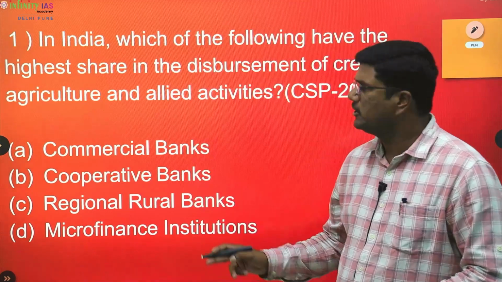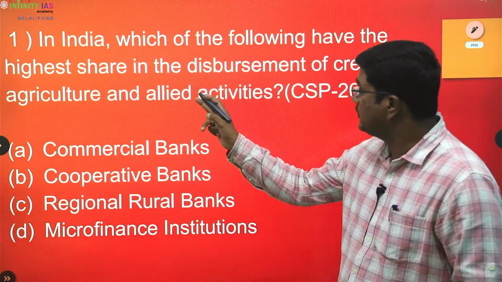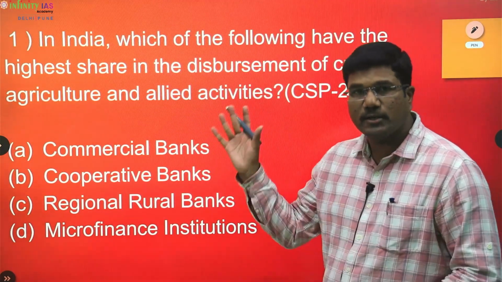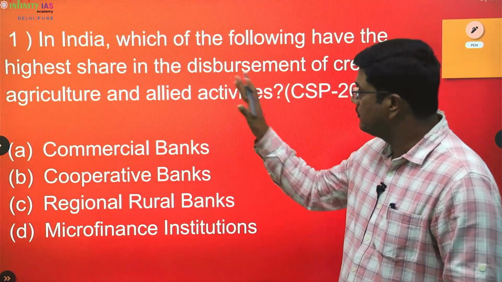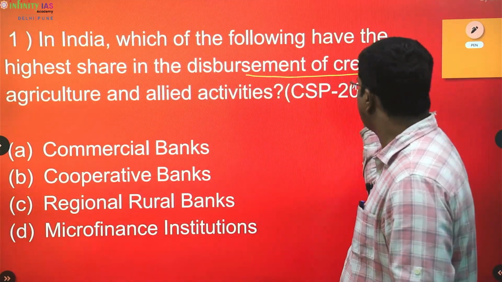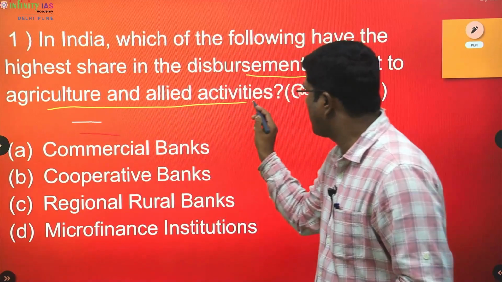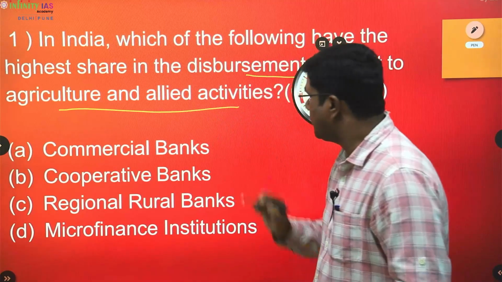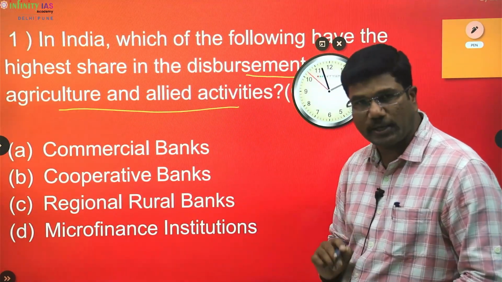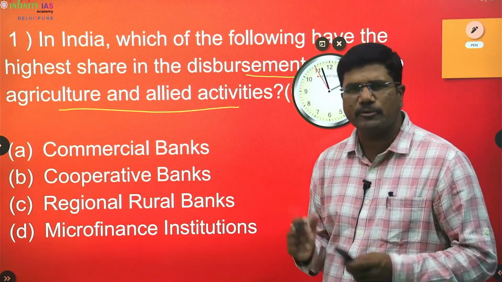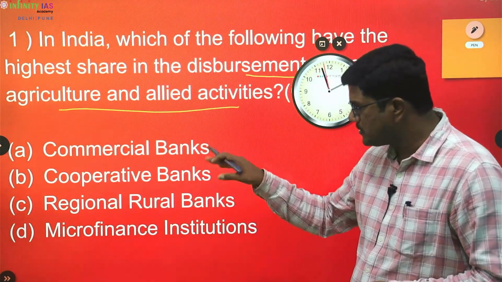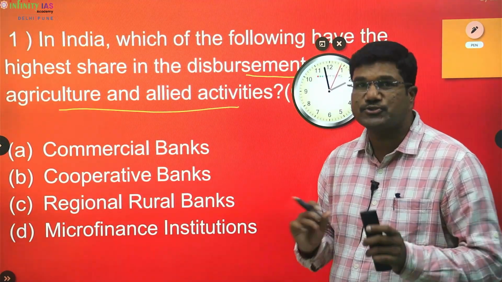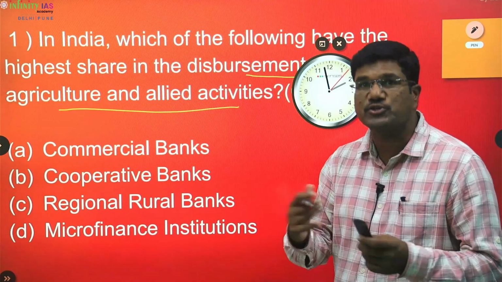See the first question: in India, which of the following have the highest share in the disbursement of credit to agriculture and allied activities? Now see the keywords, always identify the keywords of the question, and the keywords are disbursement of credit to agriculture and allied activities. One of the best techniques to solve the previous year question paper is to always go through the options. Remember guys, it is not the question which is tough, it is the options which make the question tough.